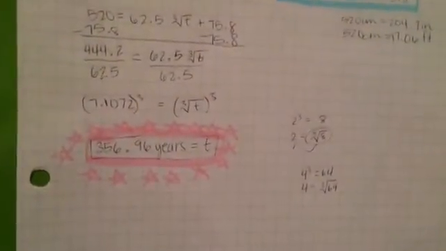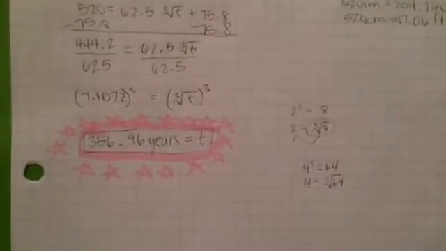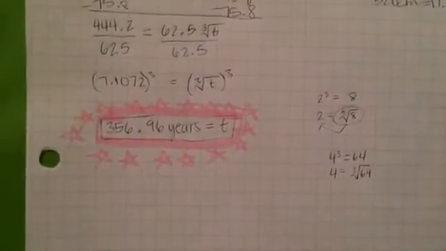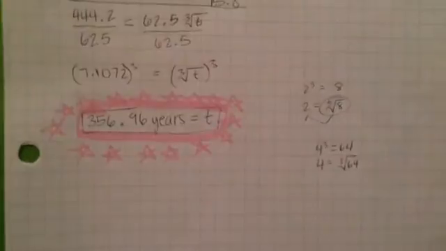Alright, so when we multiply 7.1072 to the power of the 3rd, it is 356.96 years equals t. And that is the answer.